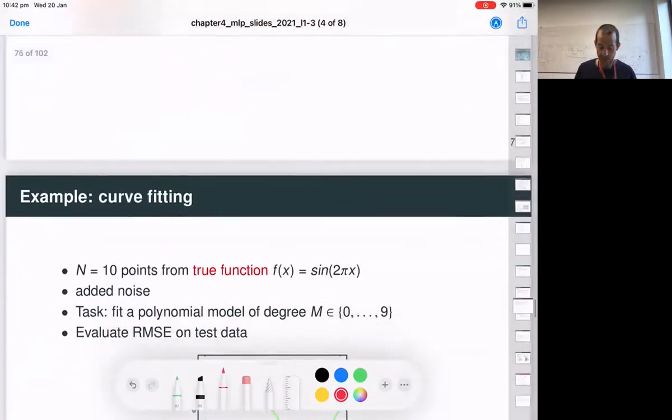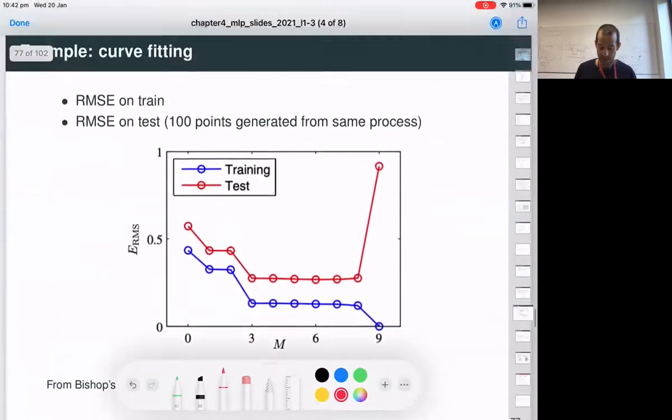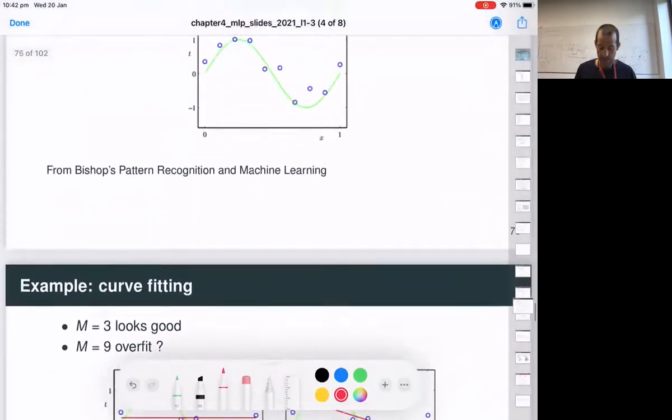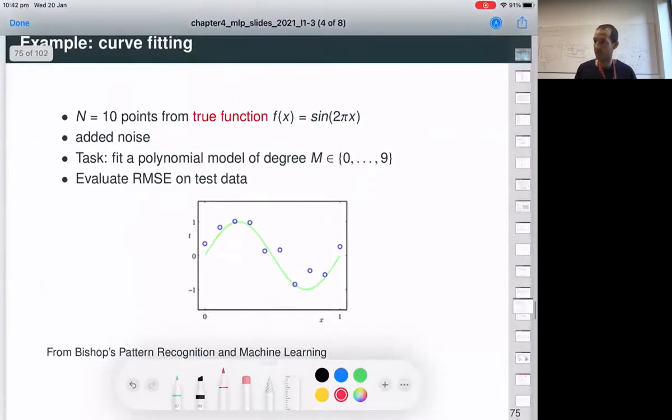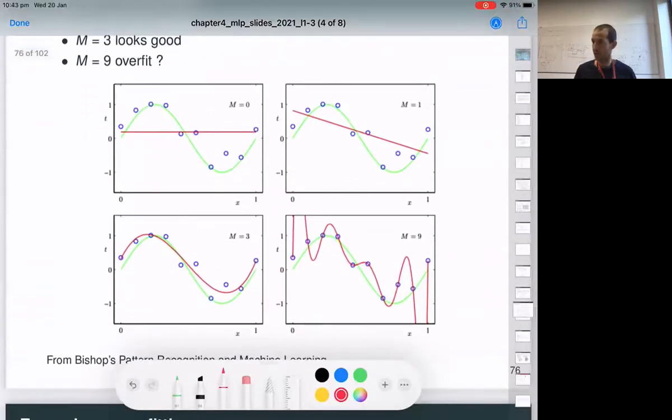If you read this, I will not go into it because I don't have much time, but I give you this intuition from the Bishop book. In this book, the true function is this one, and I have just 10 points. This is the true function, and I build some models, not a neural network, just to understand overfitting. I build polynomial models of order 0, 1, 3, 9.